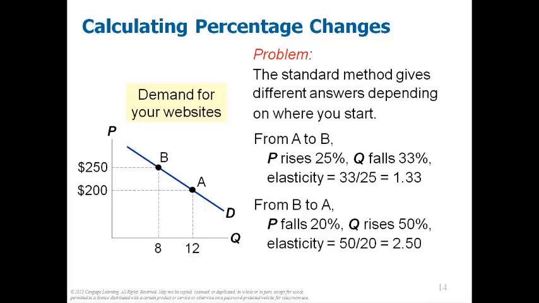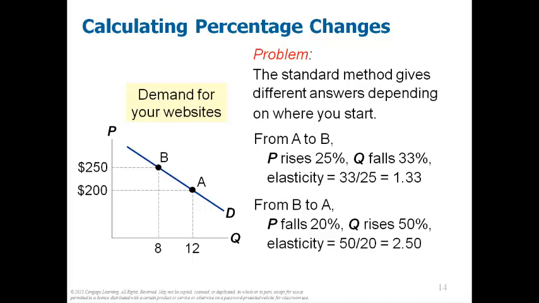All right, so doing it that way, we have after minus before over before times 100. So we have 200 minus 250 over 250, or 50 over 250 times 100, which is 20%. And we have 12 minus 8 over 8, or 4 over 8, which is 50%. So calculating the elasticity in that way, we'd have 50 over 20, which is 2.5. Right, so we're getting a different measure of elasticity depending upon whether A is a starting point or B is a starting point, and we don't want that.